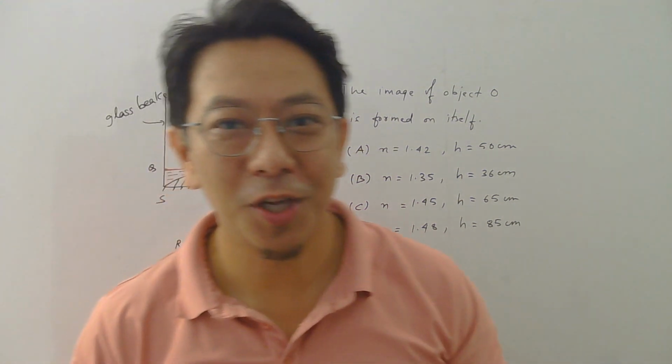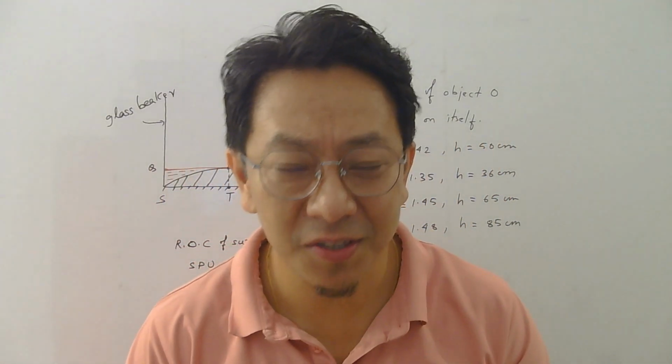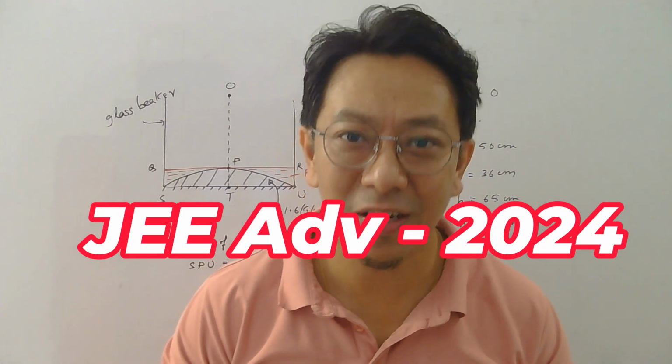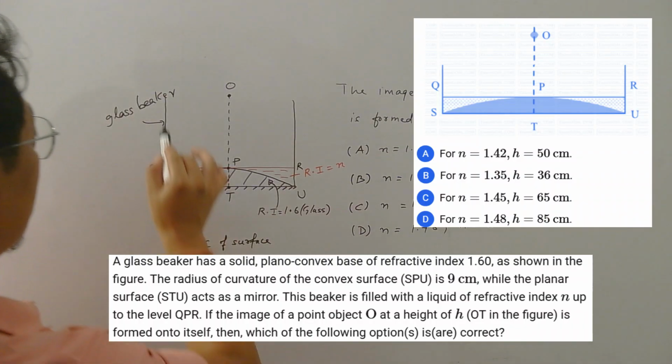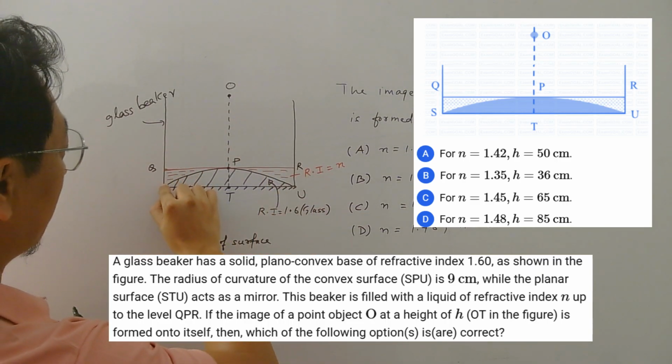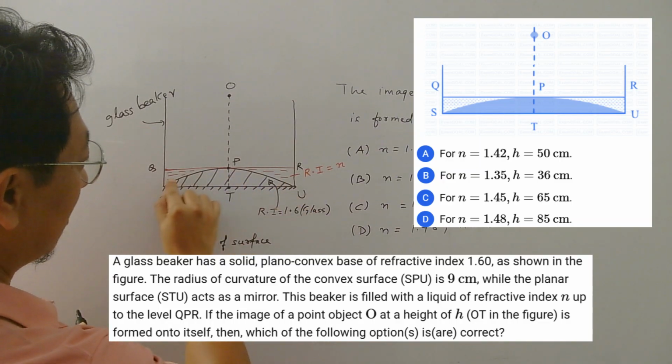Hi everyone, today we'll do a question from ray optics. This question has appeared in one of the JEE Advanced exams. The question says that there is a glass beaker which has a solid plano-convex base.